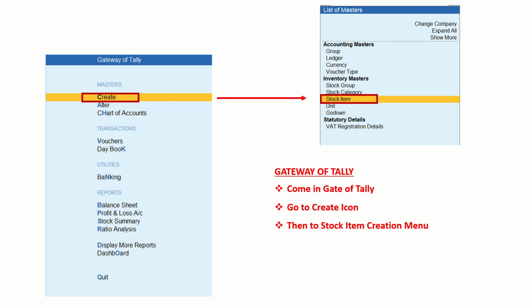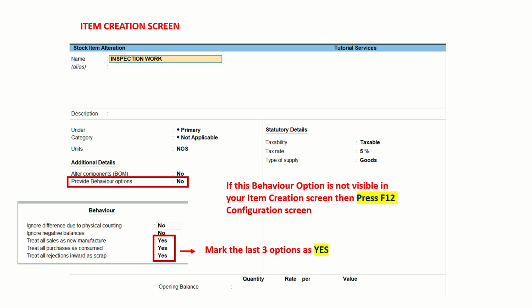First, we need to come into the Gateway of Tally, go to Create, and then select from the inventory master, select Stock Item. This is the screen where you are going to create the inventory item. The top is the inventory item creation screen, and next, what you're seeing is the additional details, Provide additional behaviors. That option we have to make Yes.